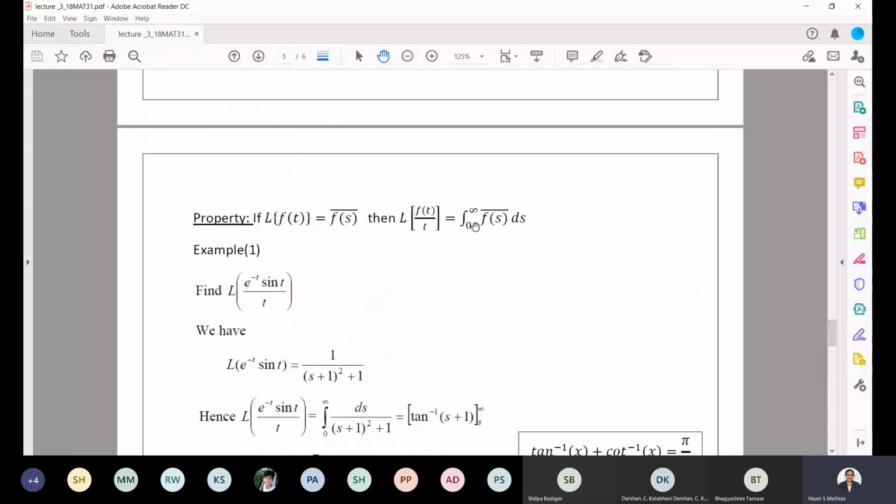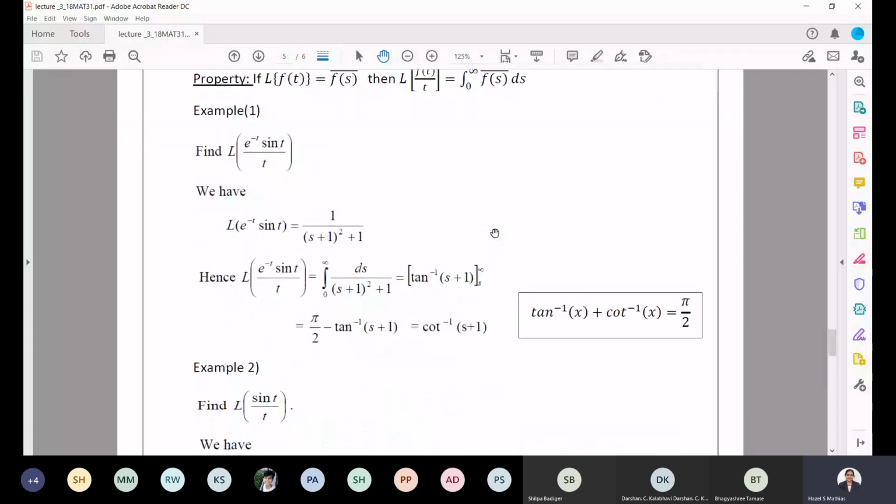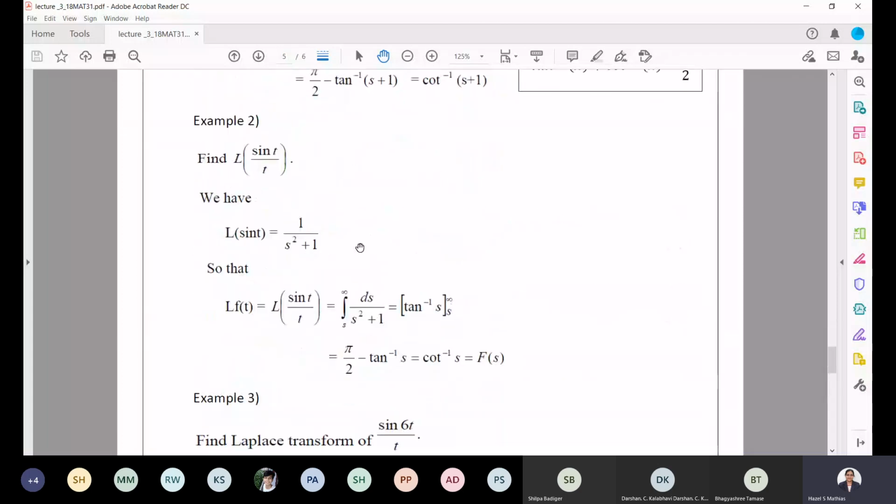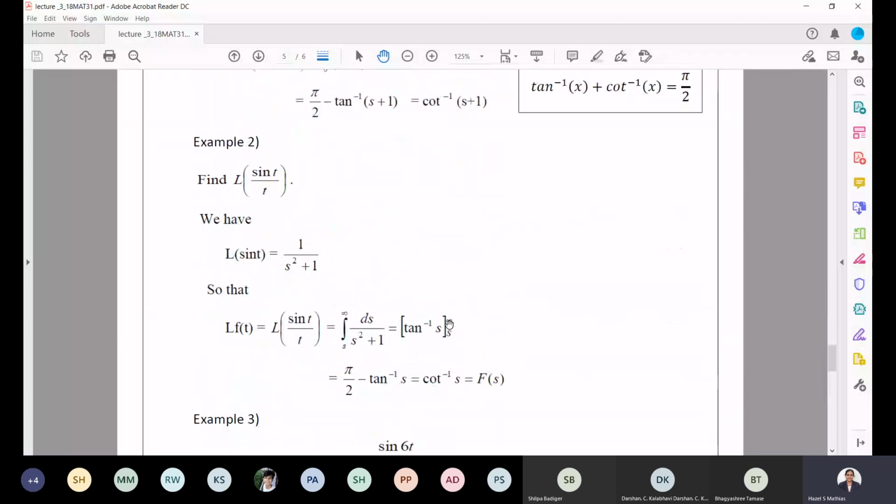Here it is s to infinity f bar of s. That's why you get it over here s to infinity ds by s square plus 1. So what is the integral of 1 by s square plus 1? It is tan inverse of s, and the limits vary from s to infinity. Again use the same identity over here. Upper limit, tan inverse of infinity is pi by 2, minus tan inverse of s. Use this identity: tan inverse of x plus cot inverse of x is pi by 2. So pi by 2 minus tan inverse of s is cot inverse of s, using this identity.